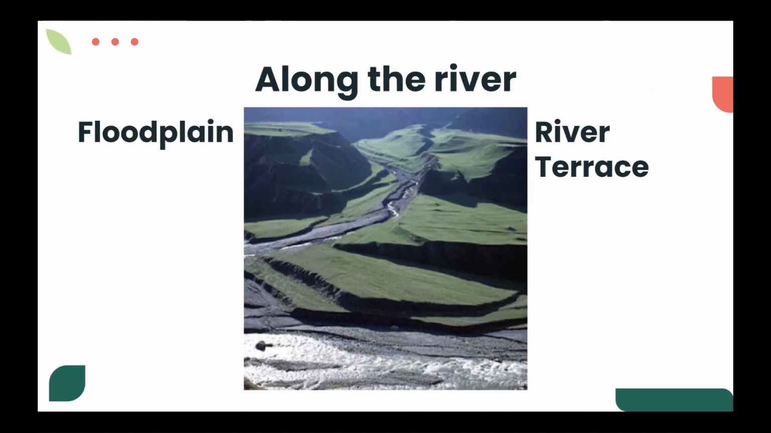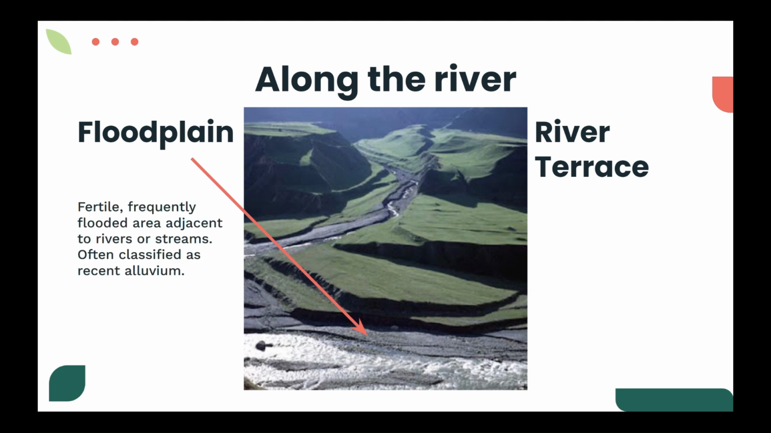Floodplains and river terraces both typically form adjacent to rivers. A floodplain is a frequently flooded area in the bottomlands beside rivers. Since they're flooded often, new material is constantly being added by the river, meaning the soil is fertile, poorly drained, and not well developed. As such, the material is referred to as recent alluvium.